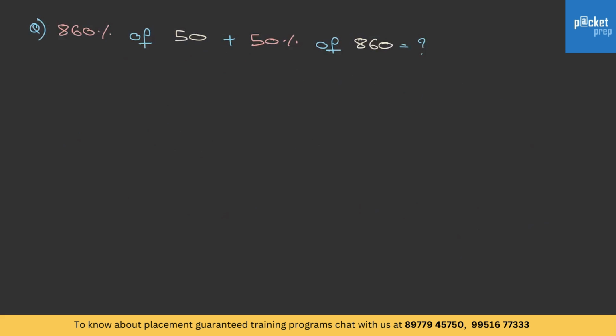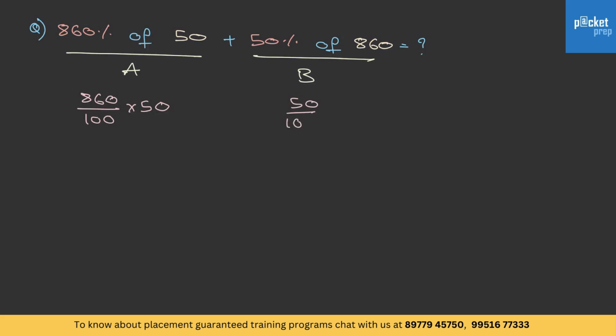Let's see a problem related to this. In this question, they asked us to find the value of 860% of 50 plus 50% of 860. Let's take this as A and this one as B. So 860% of 50 is given by 860 by 100 into 50, and 50% of 860 is given by 50 by 100 into 860. As we know, x percentage of y, let's consider 860% as x and 50 as y. So x percentage of y and y percentage of x are equal.